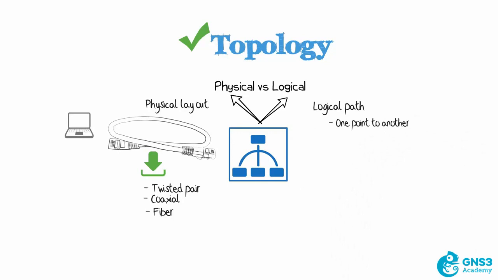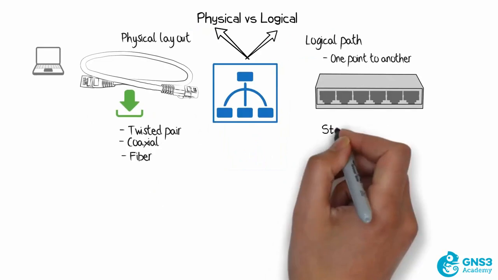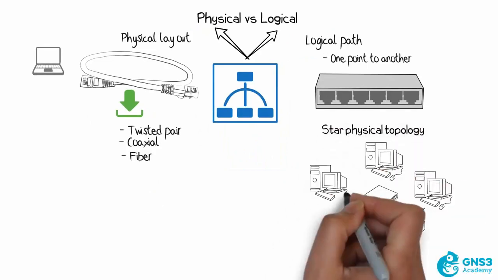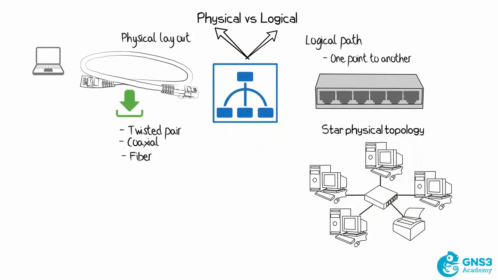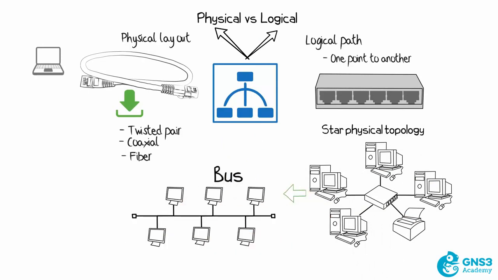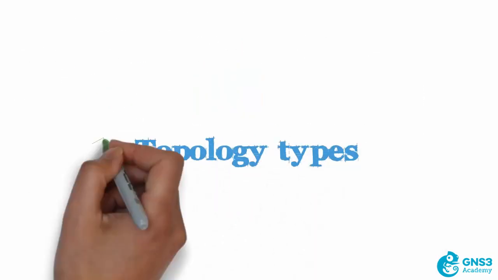In the past, we had devices called hubs. These devices were connected in what was called a star physical topology, but logically, the topology was a bus. So let's look at some of these topology types. The first type is bus.